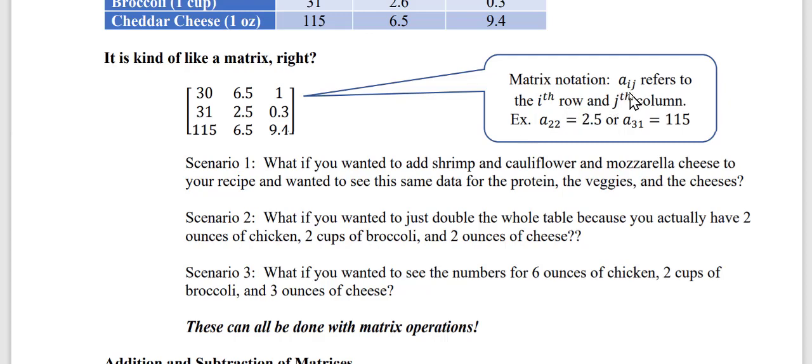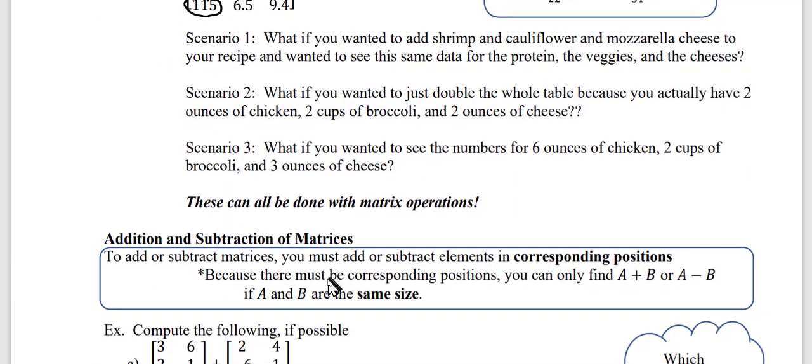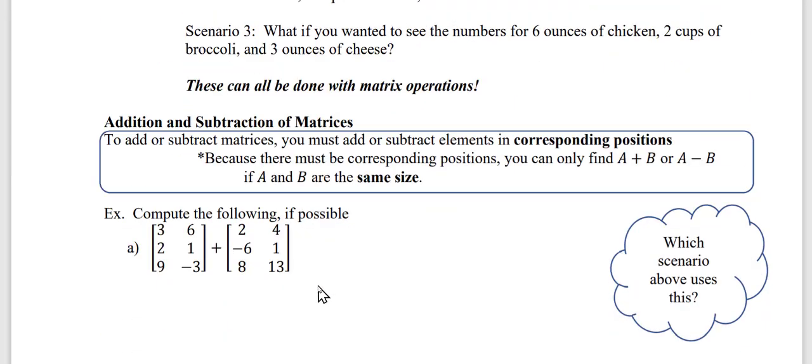One little note here. A sub ij, remember how we did rows by columns on the size? The i refers to the row and the j refers to the column that you're in. So A22 means the second row, second column. A31 means the third row, first column. That's that 115. Just in case we need those.